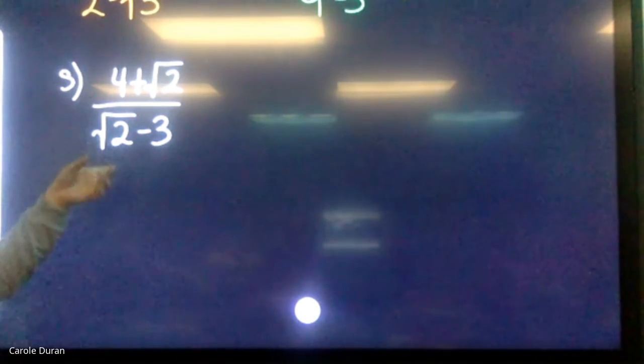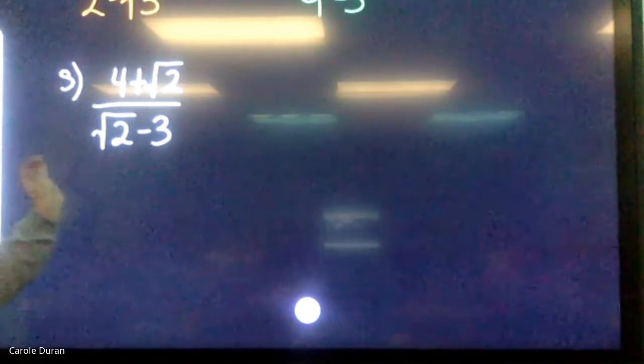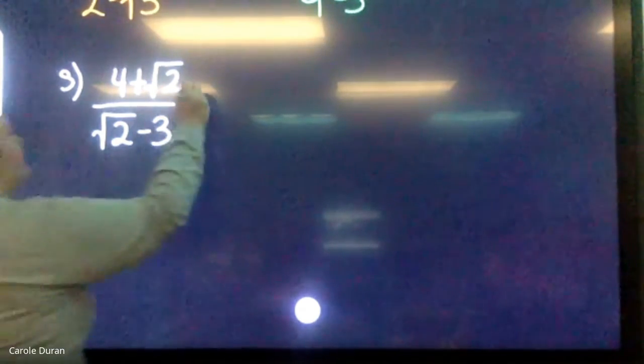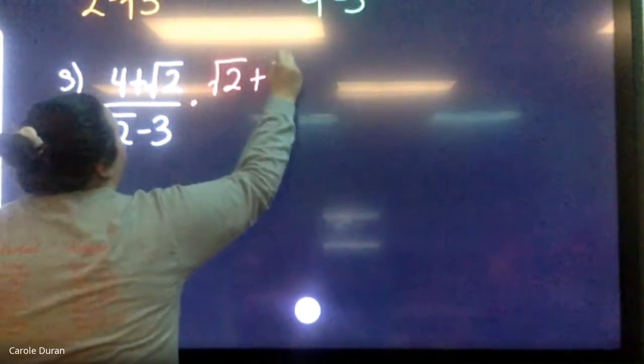First question I have, do I need to rewrite this so that the root 2 is listed second? So should I rewrite this bottom as negative 3 plus root 2? I could if I wanted to. It's not going to change anything. I'm not going to because it's not always going to work that way, but you are welcome to. Just know that that's going to change the way yours looks compared to mine. That's okay. So what is the conjugate of root 2 minus 3? Root 2 plus 3. So that's what I'm going to multiply into both the numerator and the denominator of my fraction.